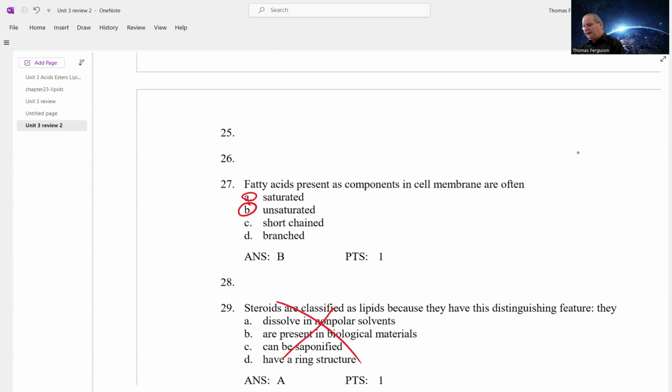Now, the answer could be A or B. Cell membranes are phospholipids. That means they have the glycerol backbone, 2 fatty acids, and choline with a phosphoric acid ester attaching it to the backbone. But they can be saturated or unsaturated fatty acids. So the real answer should be A and B.